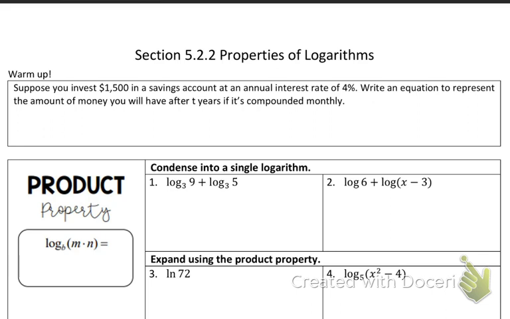We're going to quickly talk about this warm-up, because I want to do that first. Suppose you invest $1,500 in a savings account at an annual interest rate of 4%. Write an equation to represent the amount of money you have after t years if it's compounded monthly. Any one of these functions, let's just call it function T, is going to be exponential. Compounding is always going to be exponential. When you're compounding something, you need to have your first value. My first value is, I start with $1,500.